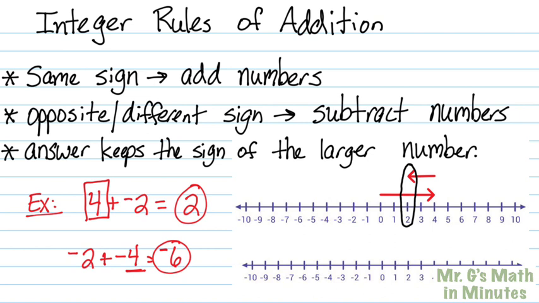Now let's take a look over here at our number line. We're going to start at 0. Our first number is negative 2, so I'm going to go to the left 2 times. Now I'm sitting at the negative 2, but I need to add another negative 4 to that. So that's going to be 4 more spaces to the left. You can see that is 1, 2, 3, 4 spaces, which takes us to our answer of negative 6.